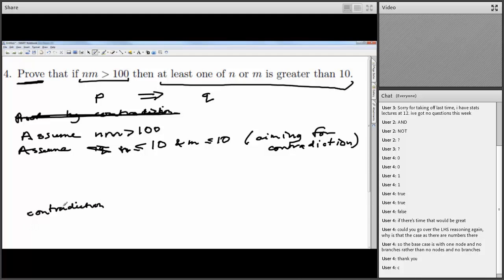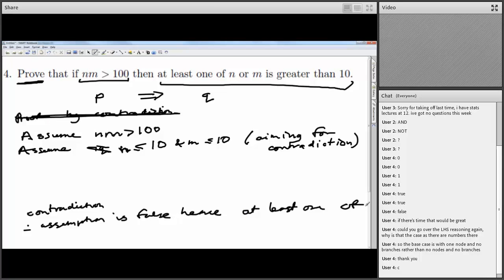And if I get a contradiction, what that would imply is, therefore, the assumption is false. So hence, at least one of n or m is greater than 10 instead. So if this assumption here is false, then the opposite must be true, which is at least one of n or m is greater than 10. And that's basically the strategy.